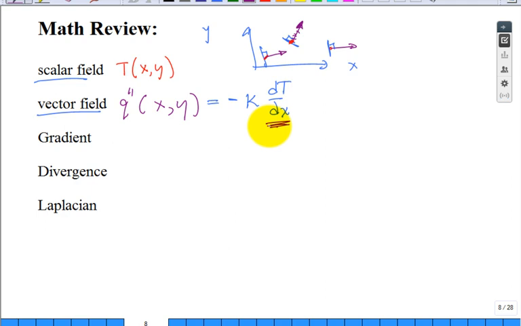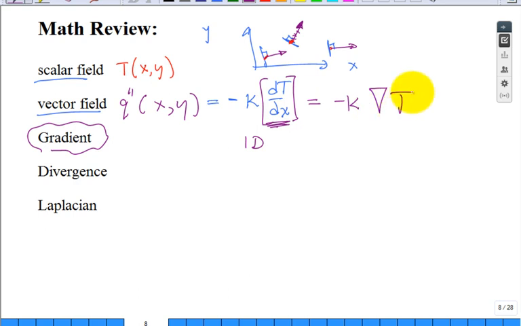Okay. What we want to do is, this is 1D, we want to generalize it. Well, if you generalize the temperature gradient, you introduce the gradient operator. And so when you generalize it, it's minus K del T. What is that symbol? It's called del. It's the gradient operator, or just the gradient. It's the gradient of the temperature field.